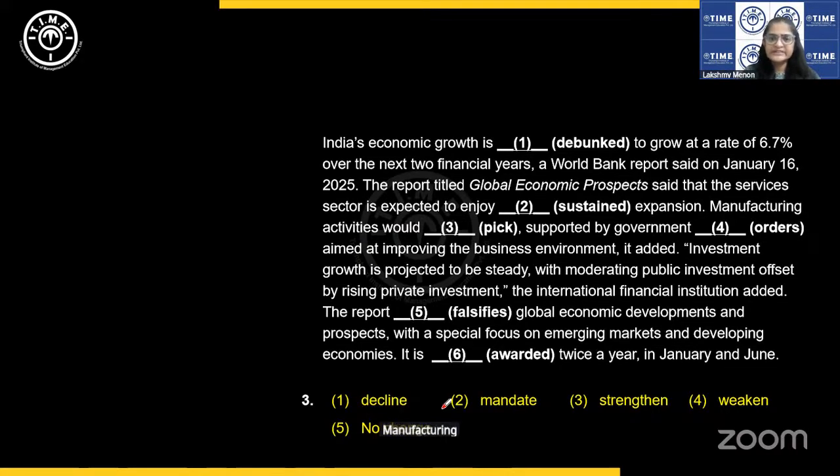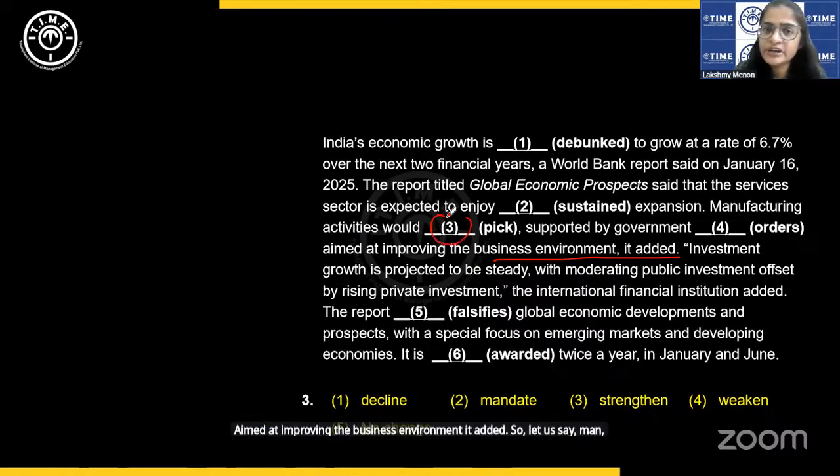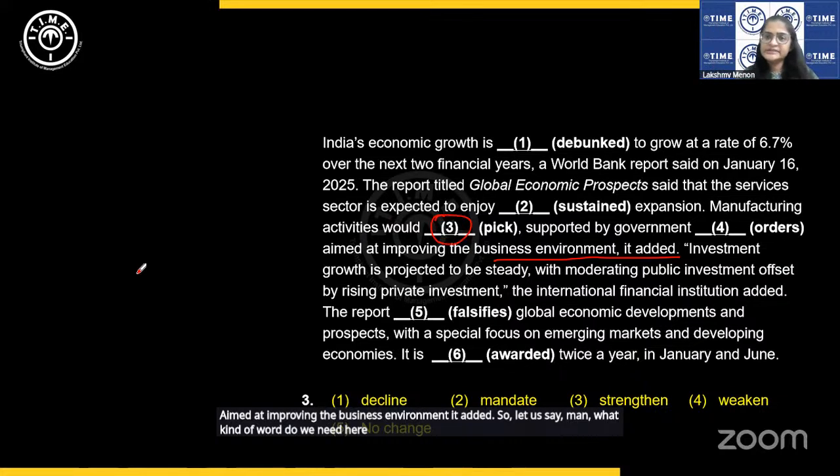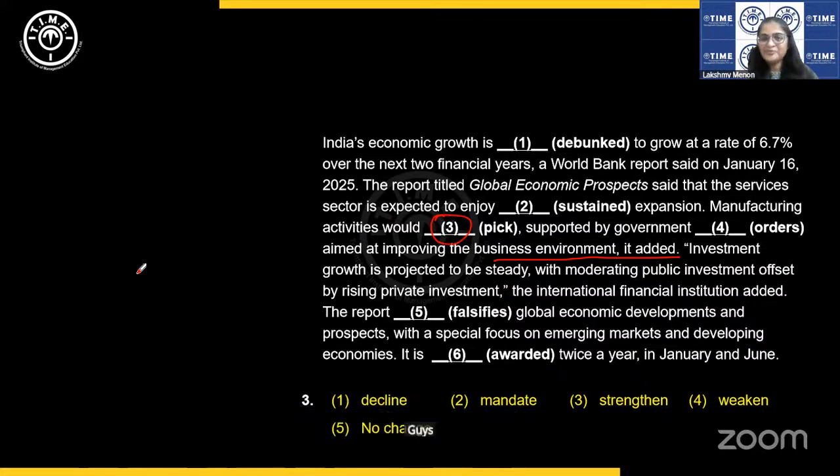Manufacturing activities would pick, supported by government something, aimed at improving the business environment, it added. So let us see, what kind of word do we need here? Increase or decrease? Guys, come on, join me. You can put your comments. I'm eagerly waiting. I only have a smiley here. Hi. Others, please, you can put your answers, questions, anything.